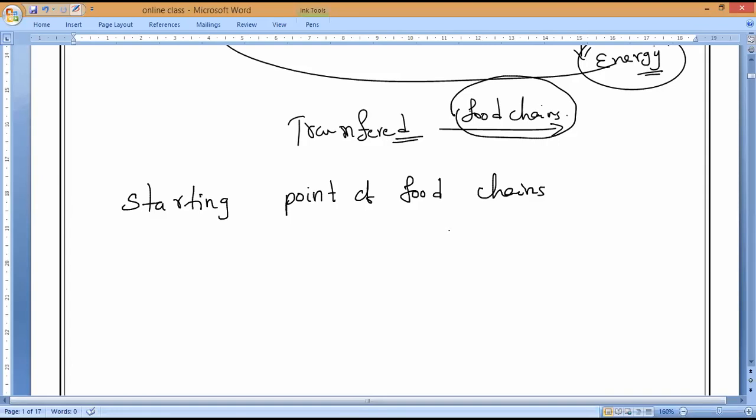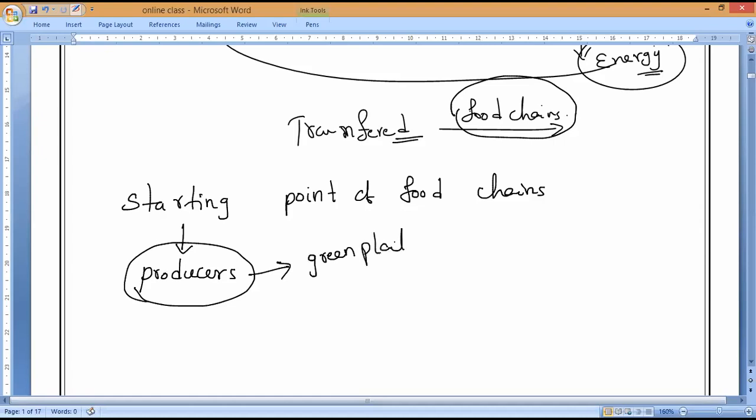Tarani says producers. Very good, Tarani. So the starting point of the food chain is a category of organisms which we call producers. Producers synthesize their own food by a process called photosynthesis. These producers, the primary source of energy, are what we know as green plants, or simply plants. That is the starting point of any kind of food chain. Every food chain will start with the producers, which are known as green plants.